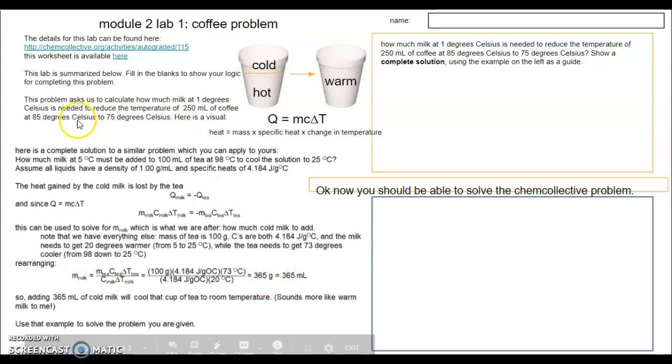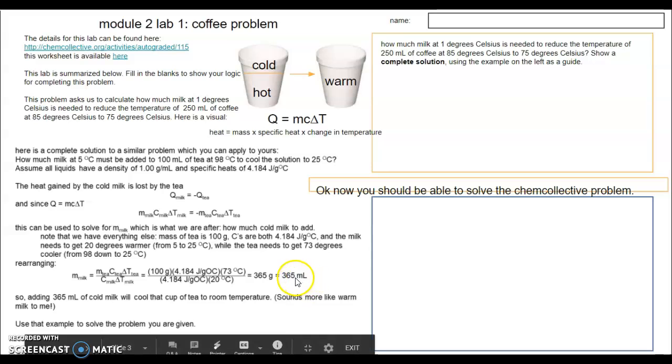Since everything has a density of 1 gram per mL, you have to add a whopping 365 mL of milk in order to bring that tea down to room temperature. I think these are kind of cool problems. Not easy to solve, but using this as a guide should help for this and for this. All right, everybody, good luck.